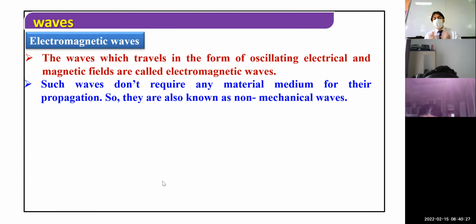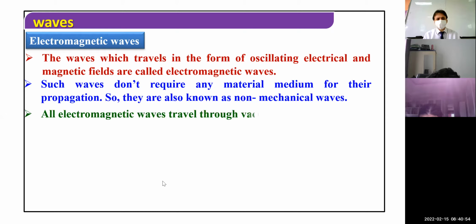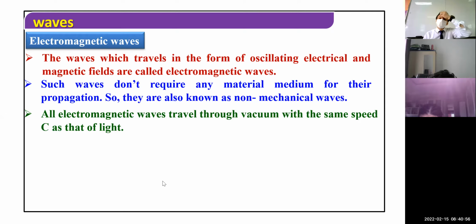So if electromagnetic waves are also called non-mechanical waves, then we can say that waves are divided into two categories: non-mechanical waves and mechanical waves. If non-mechanical waves don't require any medium, then the second kind, mechanical waves, require what? A medium for their propagation or movement. All electromagnetic waves travel through vacuum with the same speed as the speed of light.